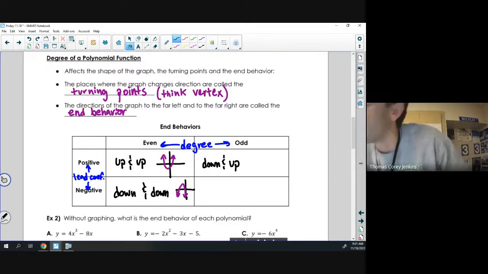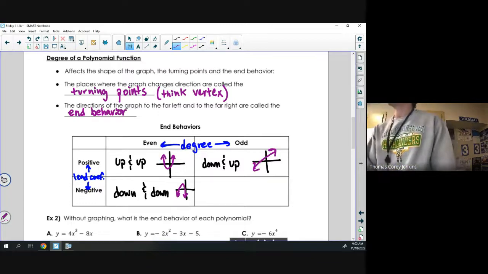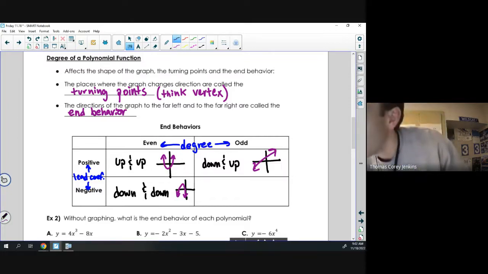Again, the most simple example is a positive slope line. That's first degree. So something like that: down and then up. And then a negative slope line would start pointing up and then end pointing down. So up and down.